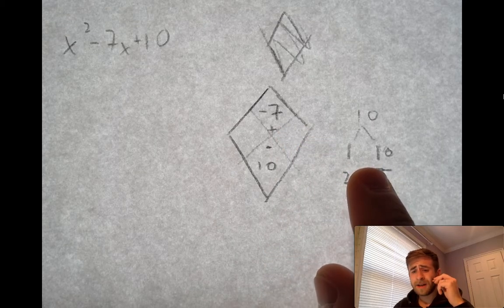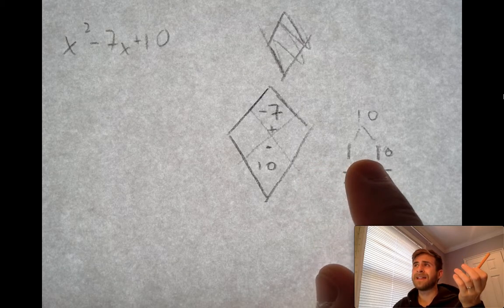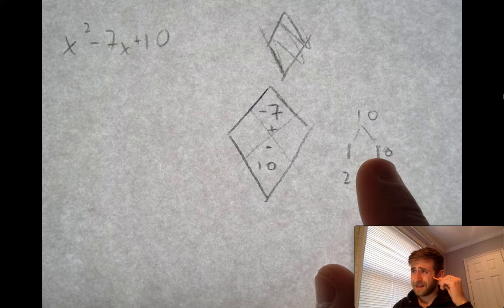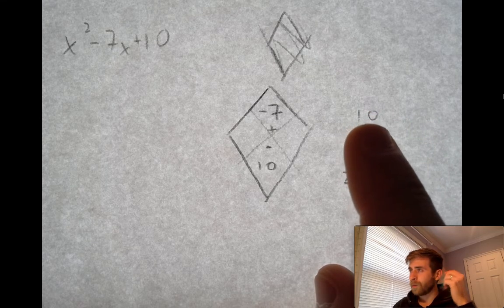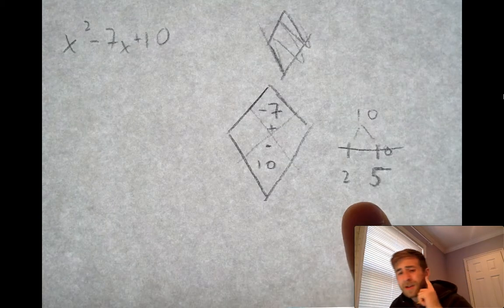1 and 10 is never going to work, right? 1 plus 10 is 11. 1 minus 10 is negative 9. Negative 1 plus 10 is 9. And what would I do? Negative 1 and negative 10 is negative 11. It doesn't work out. So it must be the 2 and the 5.